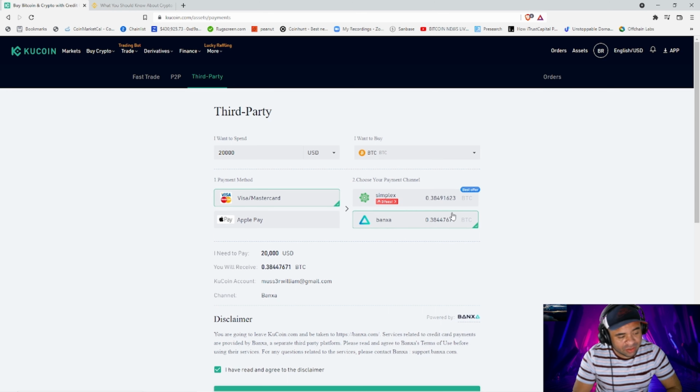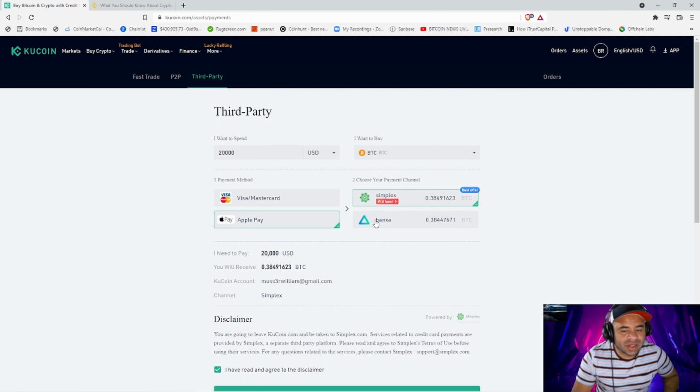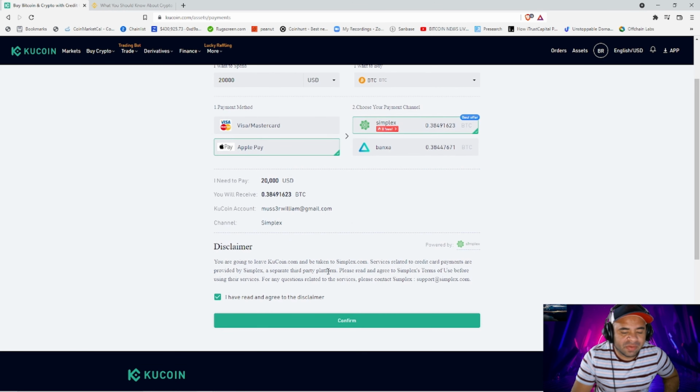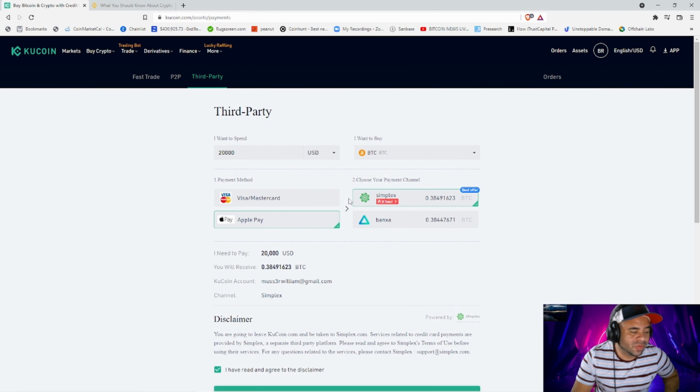And you see there's a difference here because they charge different amounts, obviously, for the transaction. And then you can go over to Apple Pay and you can see that Simplex is still going to be the better route. But again, these can be hung up and everything else. They could take a while and all that good stuff. And that's why you're probably getting different fees here, I would assume too.